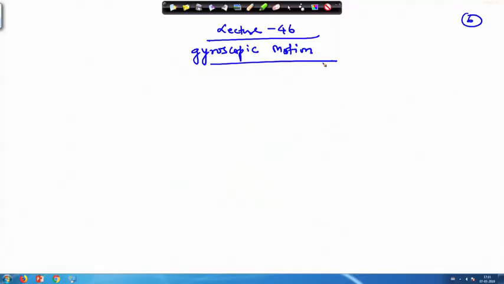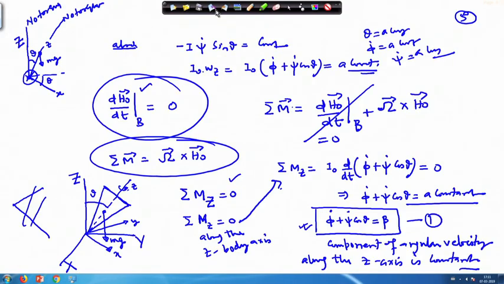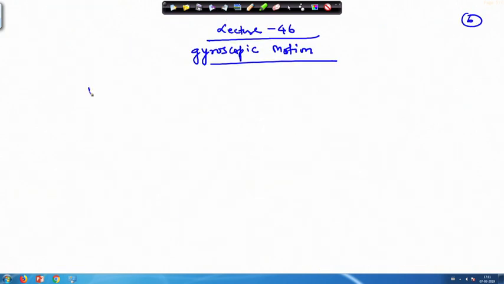We have been discussing the gyroscope, so we will continue with that. We have been working along the z body axis, the small z here, not the capital Z. Moreover, along the capital Z, this quantity is 0. So, m capital Z is also 0.